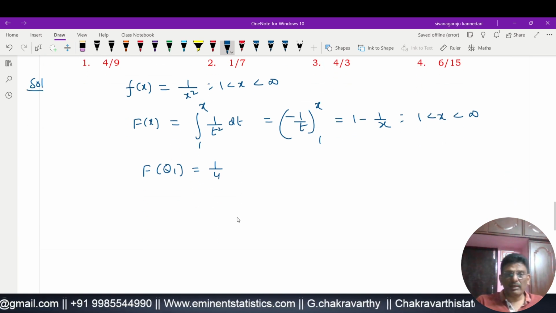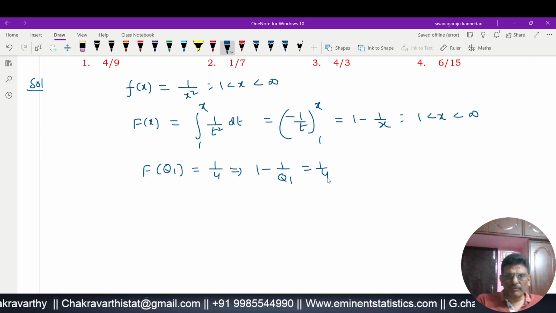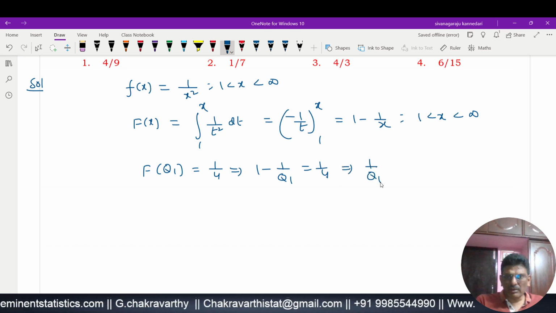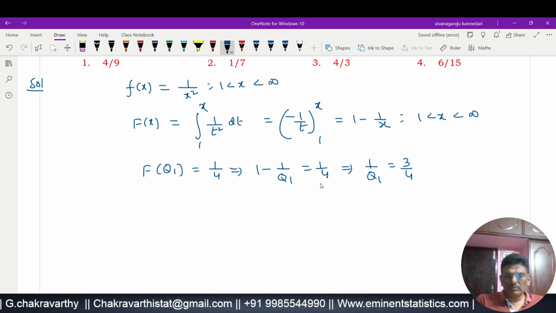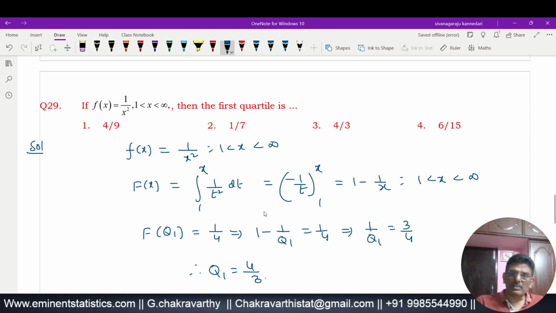Now the first quartile definition: the CDF of Q1 is equal to 1 by 4. Based on this formula, we can easily calculate: 1 minus 1 by Q1 is equal to 1 by 4. Replace x by Q1. Now 1 by Q1 is equal to 3 by 4. Therefore, Q1 is equal to 4 by 3. So 4 by 3 is the answer.